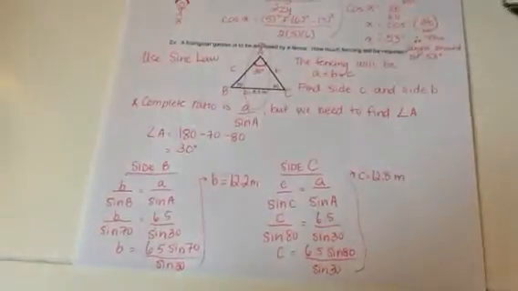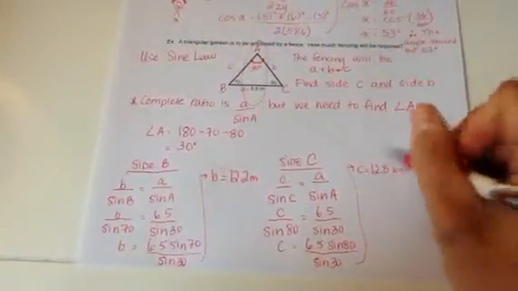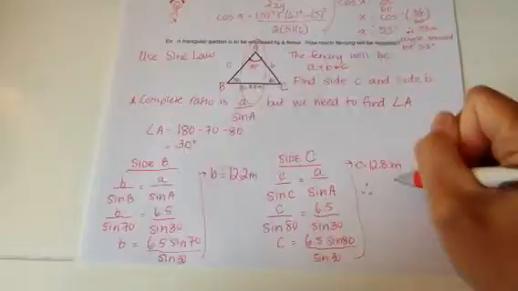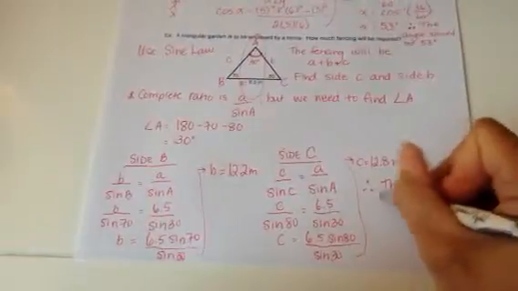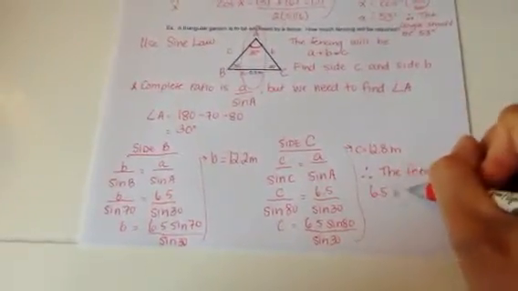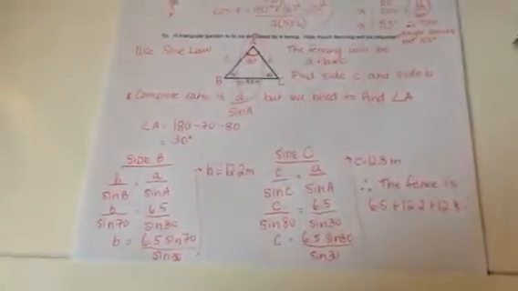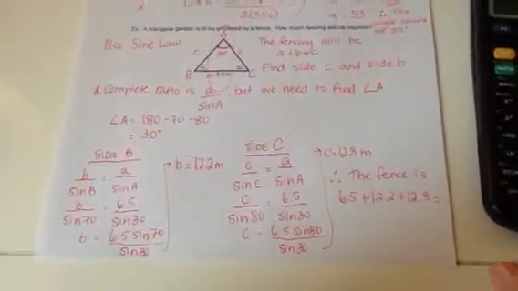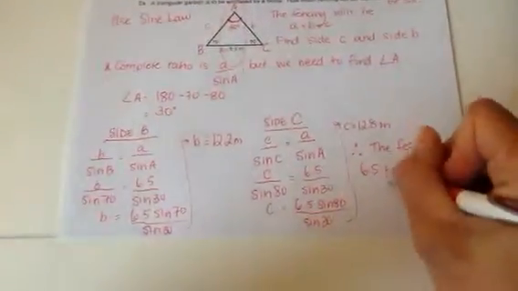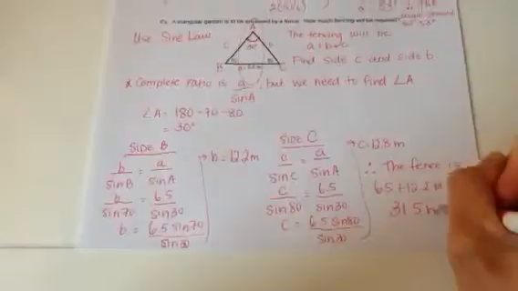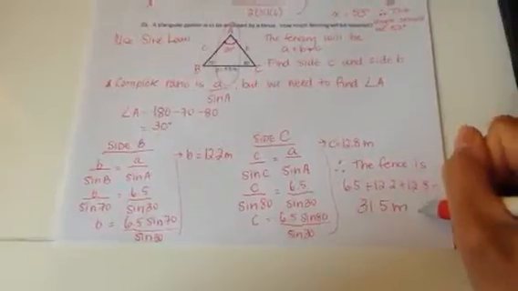So now we have all three sides. We have our A, which is 6.5, our B, which is 12.2, and our C, which is 12.8. So therefore, the fence is 6.5 plus 12.2 plus 12.8, which is equal to 31.5 meters long.